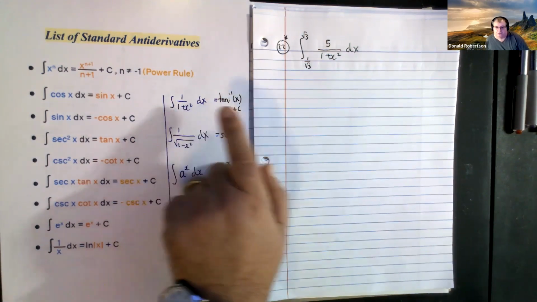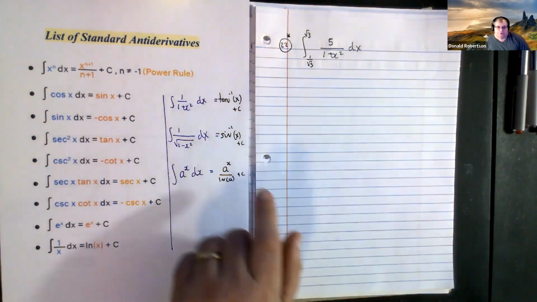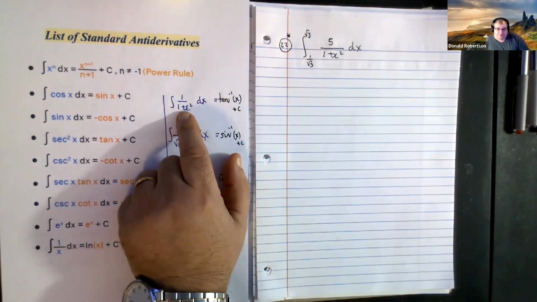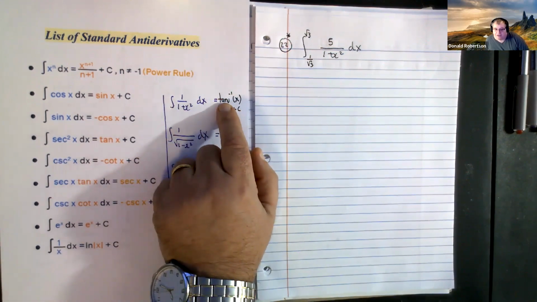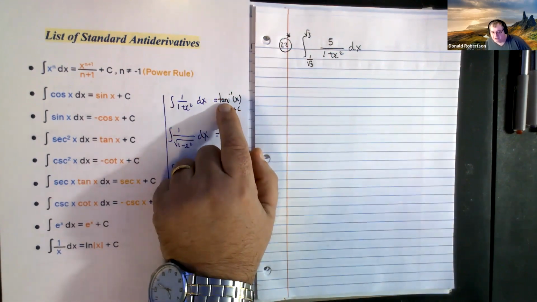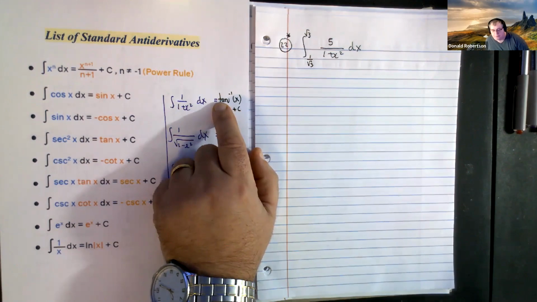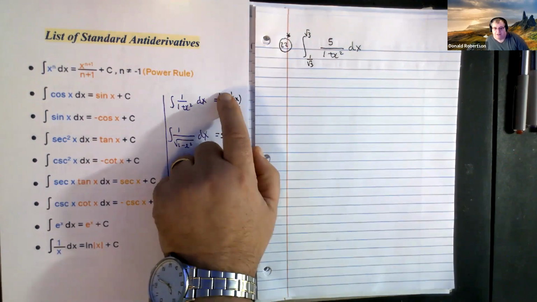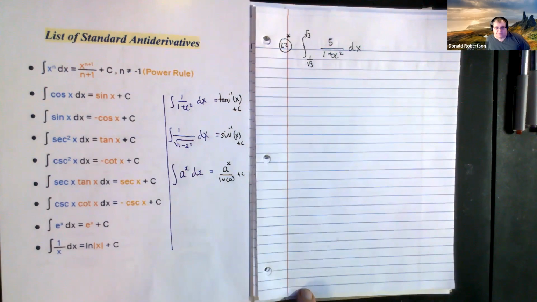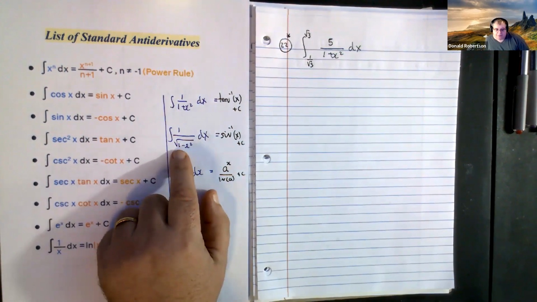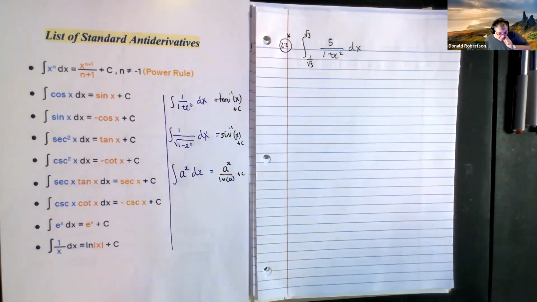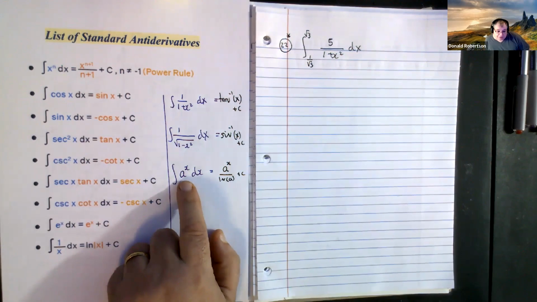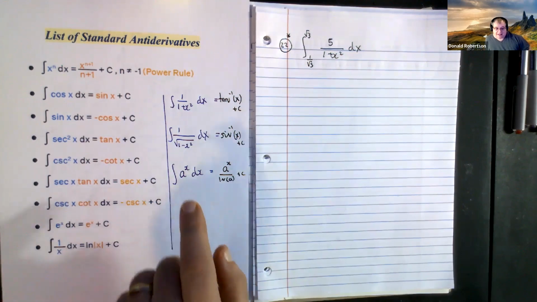1 over 1 plus x squared. In this case, it's 5 over 1 plus x squared. But if you want to find the antiderivative of 1 over 1 plus x squared, the answer is the inverse tan of x. Sometimes I prefer to write it as tan inverse x, like that. If you want to do an antiderivative of 1 over the square root of 1 minus x squared, it's the inverse sine function.